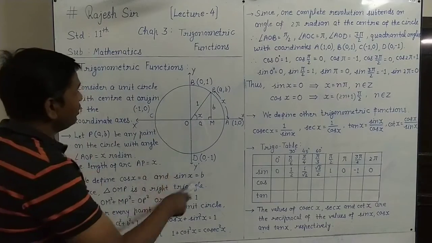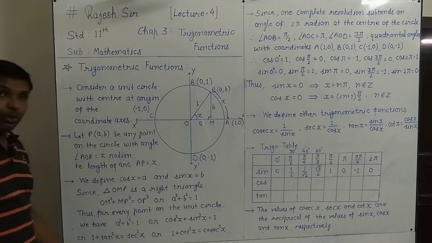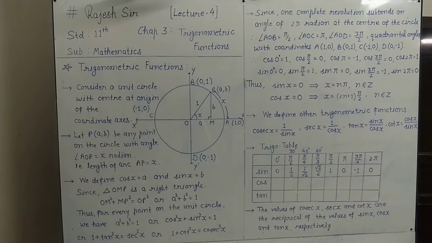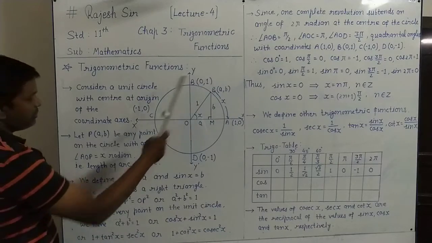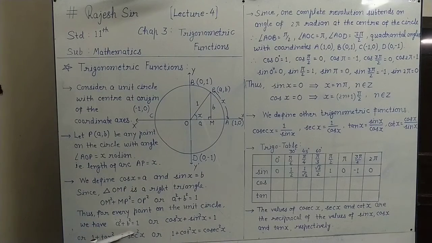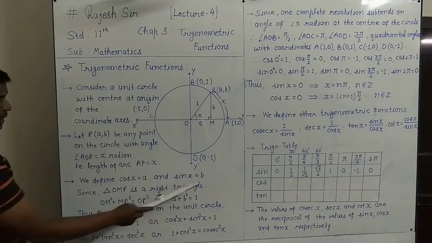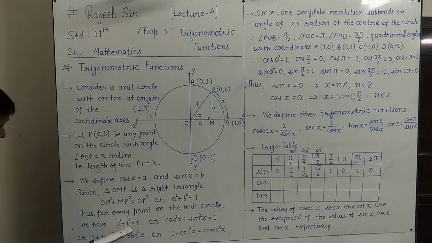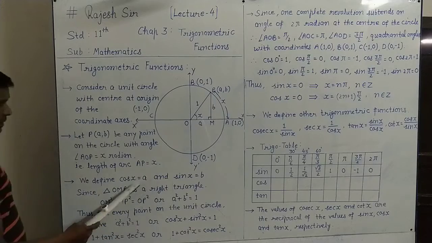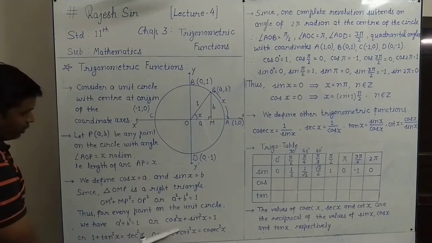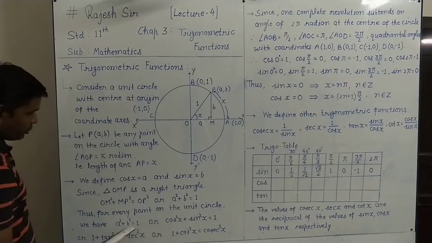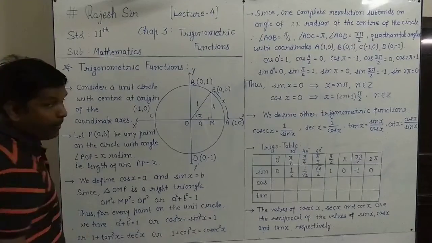You can take anywhere on this unit circle, anywhere you take one point P or Q, it is true for all that a square plus b square always equals 1. Now place the value of a and b. We have considered a as cos x and b as sin x. So if a square plus b square equals 1, we can say cos square x plus sin square x equals 1.